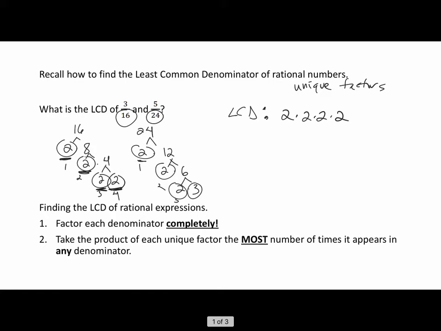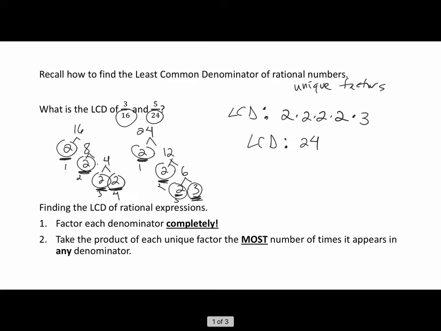Let me move on to 24. I already have 2, so I don't need that. Okay, 3. That's different. So that's unique. I have 1 3 in 24 and no 3's in 16. So I need at most 1 3. That's the highest number of 3's in either of these numbers. So my least common denominator is going to be 2 times 2 times 2 times 2 times 3. 8 times 3 is 24.